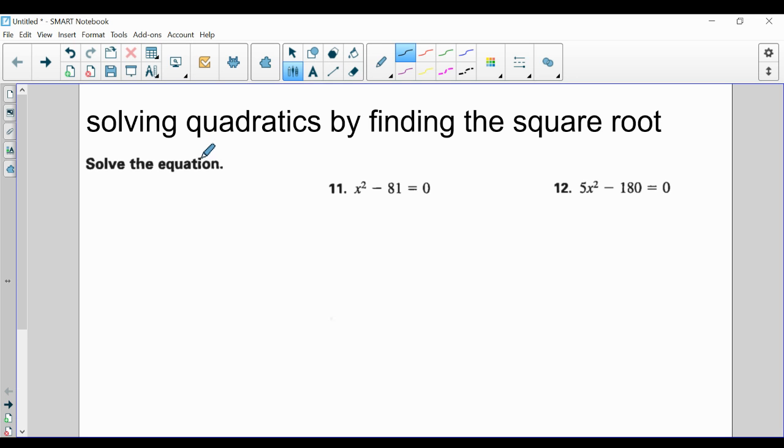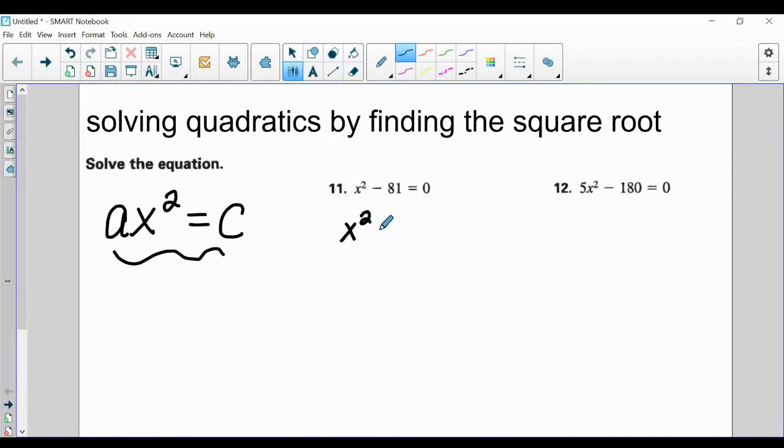In this video, I'm going to show you how to solve quadratics by finding the square root. Now, this method can only be used if you're in the format of ax squared equals c, meaning there's no middle term, there's no bx. If you notice in number 1, you have the ax squared term right here, and then you have the c term. So what we're going to do is get it into this format where c is on the other side, and c is your constant.